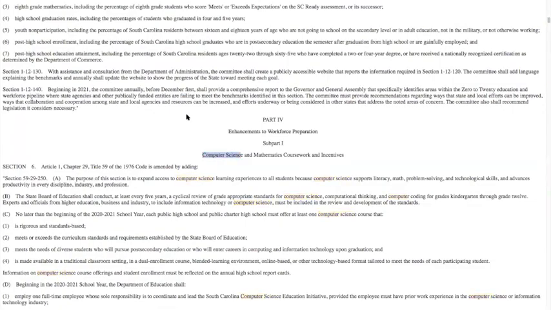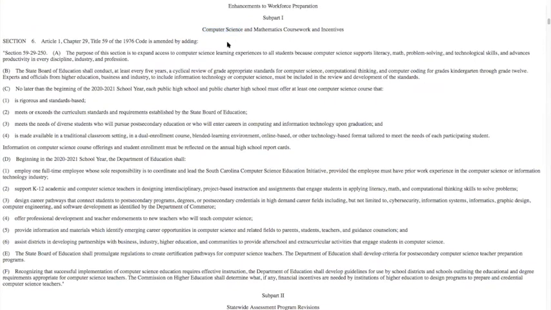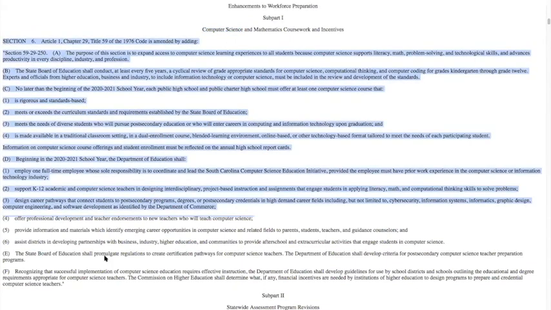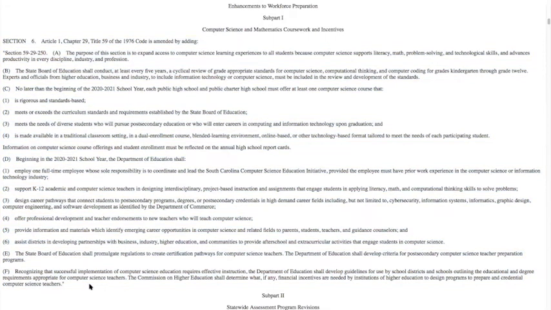And to bring that up on our screen, because everyone wants to read legislation, right? Okay, to bring that up on the screen, this is the current computer science portion of the bill.